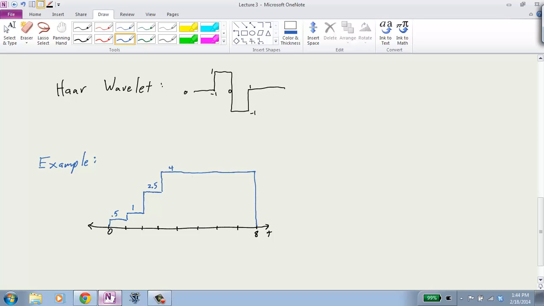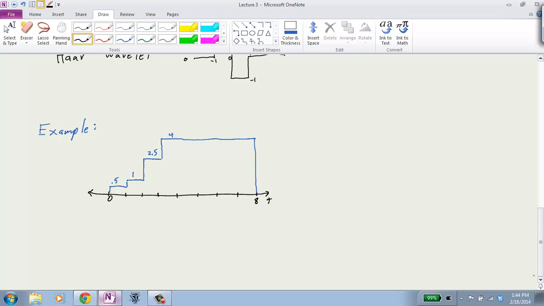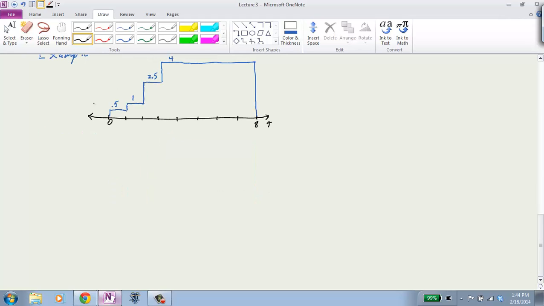The Haar wavelet transform would do something like the following. It would say represent this as a sum of, I'm going to draw 8 different wavelets here off to the right. Actually, I'll do it below. So one of them looks like the following.